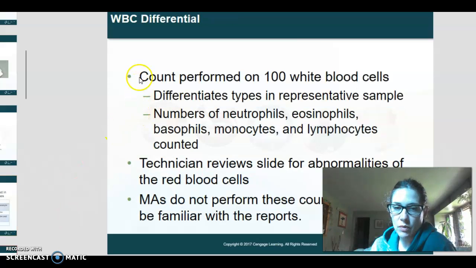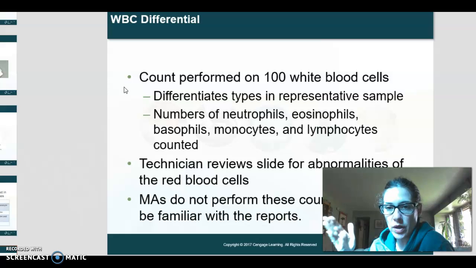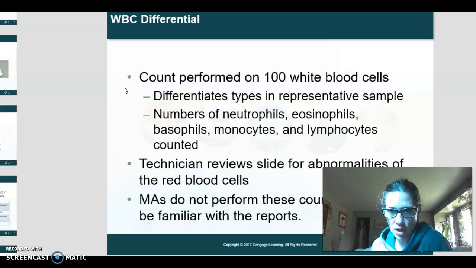Some of what we call a differential, okay? This is a count that differentiates different types in a sample. So we would call it a peripheral smear, and on that smear is a grid, okay? What we're counting is 100 white blood cells on a differential smear. That's why it's called a differential. It differentiates the types of cells in the representative sample on a grid under a microscope or an analyzer. It's looking for the numbers of the neutrophils, eosinophils, basophils, monocytes, and lymphocytes that are counted.